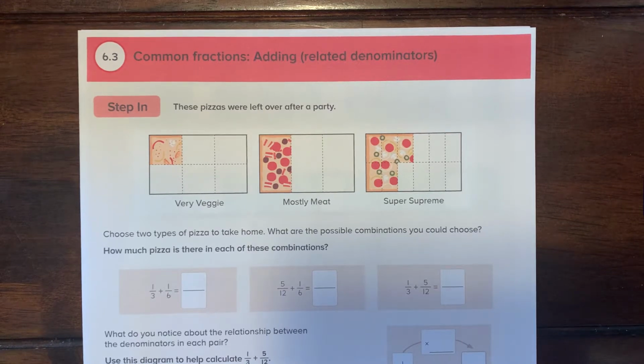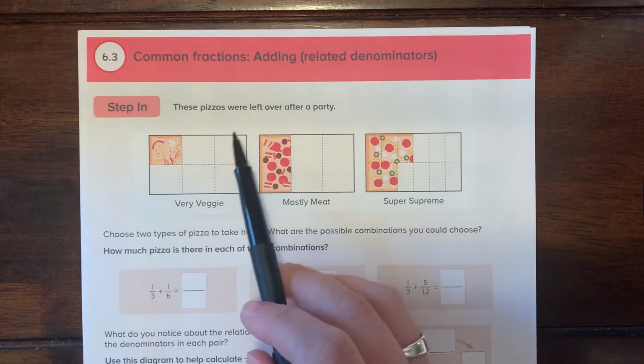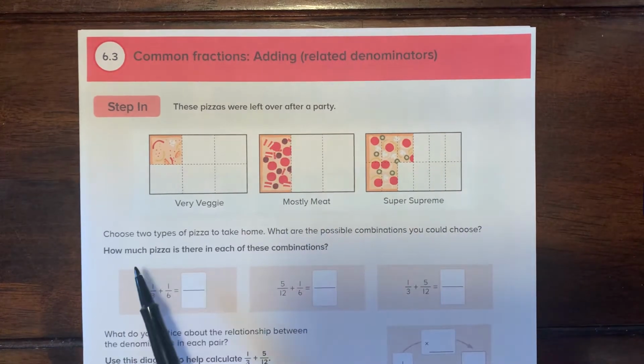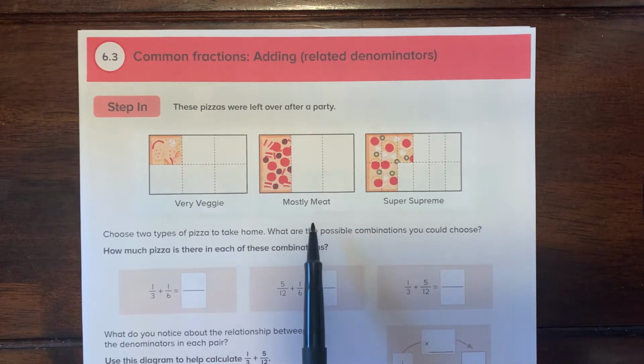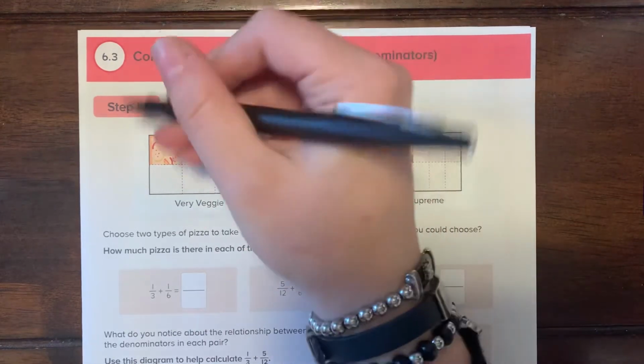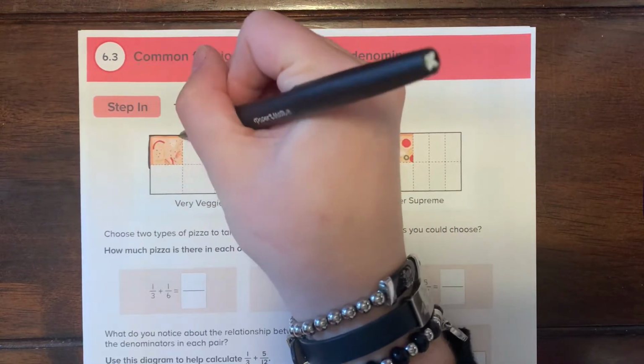So let's get started. These pizzas were left over after a party. Choose 2 types of pizza to take home. What are the possible combinations you could choose? We've got very veggie, mostly meat, and super supreme. I like very veggie, so I think I'm going to take this last piece of very veggie home.